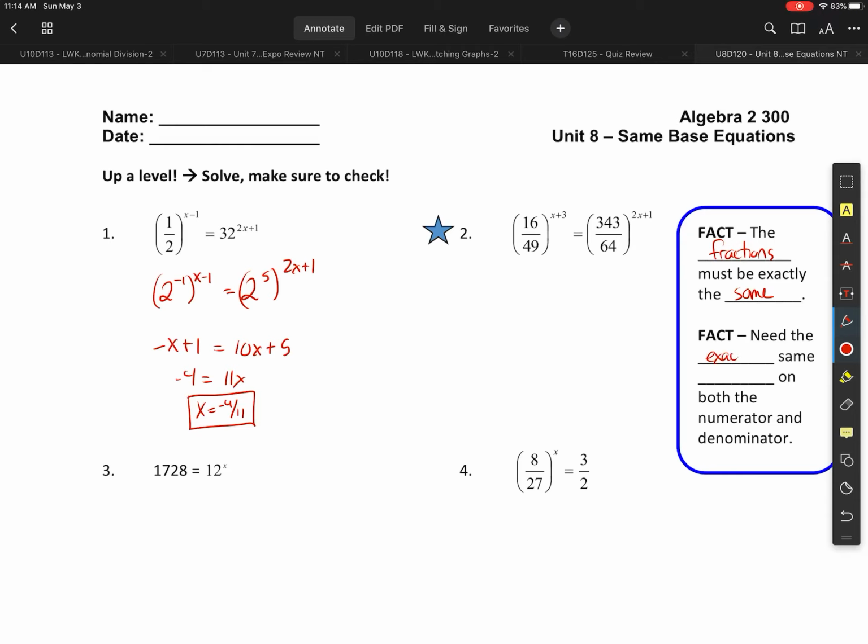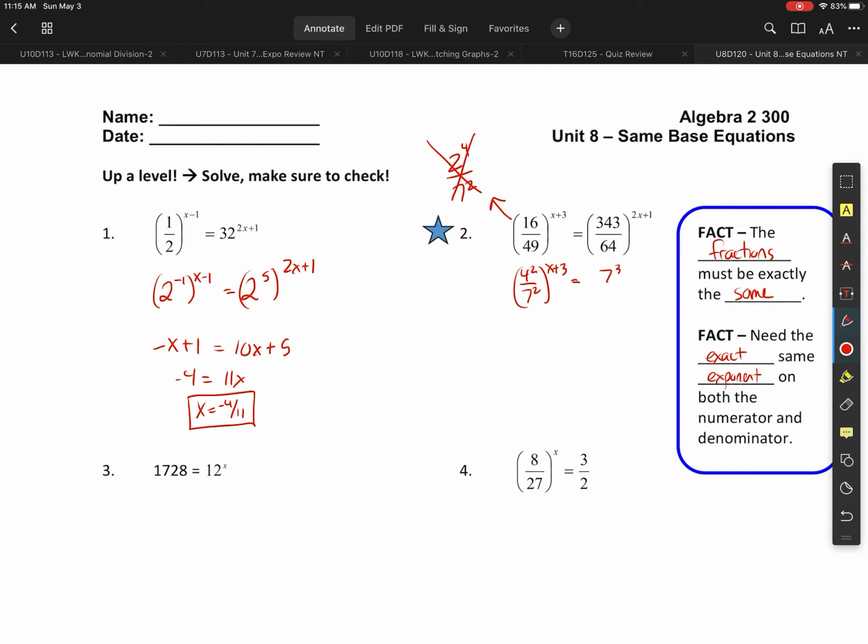They got the same numbers, but they have to be exactly the same. And with this, you need to have the exact same exponent on both the numerator and denominator. Alright, so for something like this, you can look at this and say 2 to the 4th over 7 squared. No, we got to have the exact same exponent. So we got to write this as 4 squared over 7 squared to the x plus 3.